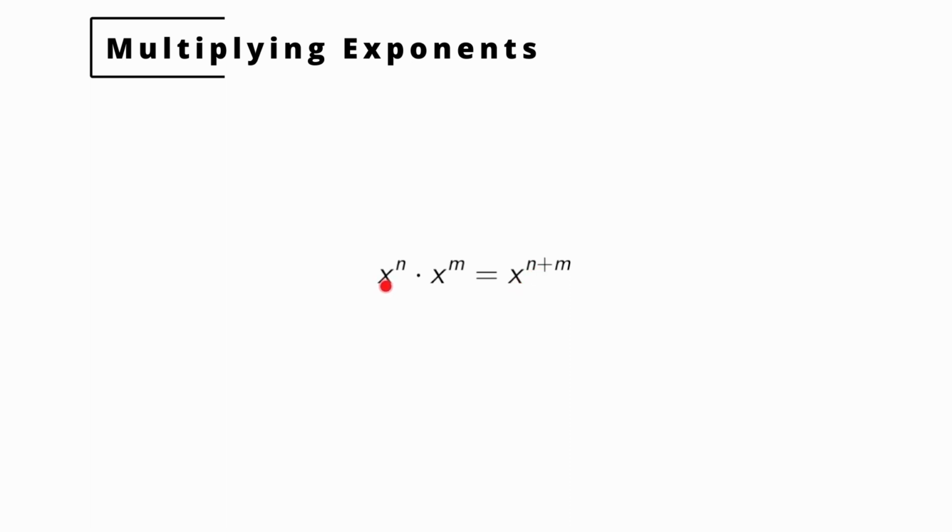If you think about this, you're multiplying x by itself n times. This is x by itself m times. So that means you should have a total of n plus m copies of x you're multiplying. Okay, so if you understand that, along with the distributive property, that's all you should need to know.